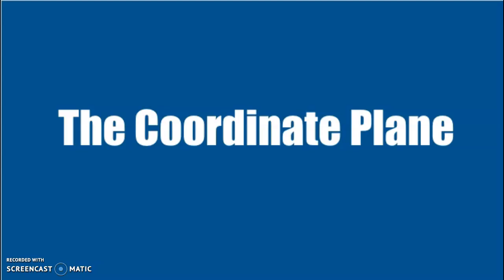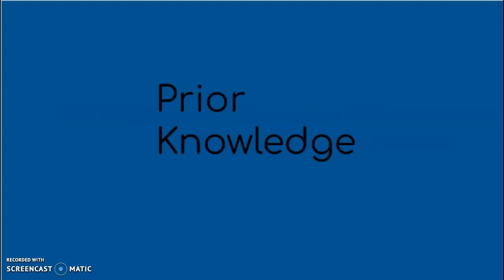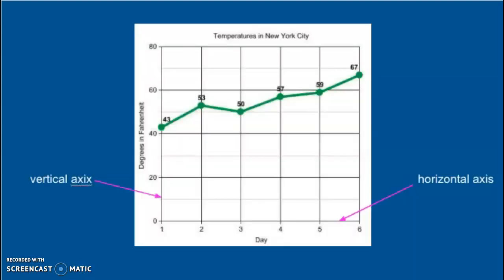Today you will learn about the coordinate plane. But first, let's review some prior knowledge from 4th grade to make this concept easier to learn. In 4th grade, you learned about line graphs and bar graphs too. Do you remember? They use a horizontal and vertical axis that denotes or indicates certain information.